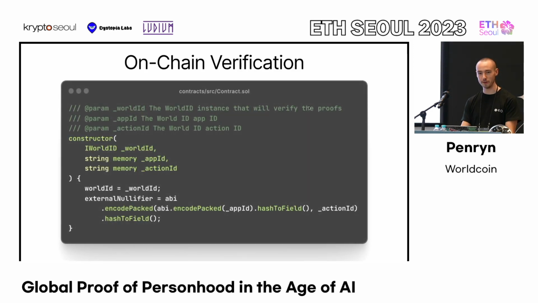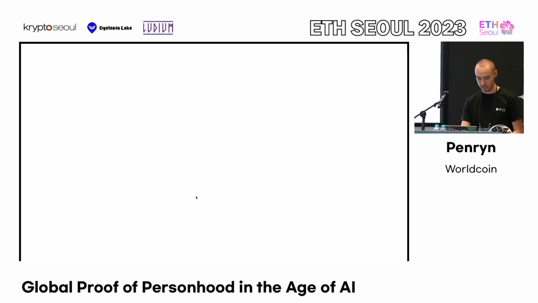But what I'm sure most of you are interested in is how to verify proofs on-chain in your hackathon projects. So when you want to do on-chain verification, you have to instantiate the World ID instance. You pass it the address of the World ID contracts. We have ENS domains that resolve to those. You can find those in our documentation. And then your app ID and action ID. Then you create the external nullifier by encoding and hashing the action ID and app ID together. And then you have that instantiated.